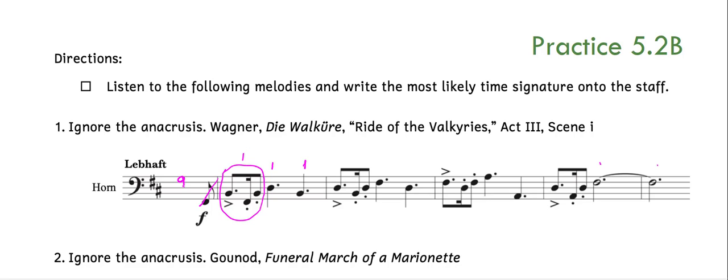Now for the bottom number, we need to figure out what note gets the division. So if a dotted quarter is the beat, that means the division is 3 eighth notes. So that means the bottom number here is 8. All right, why don't you go ahead and try number 2?